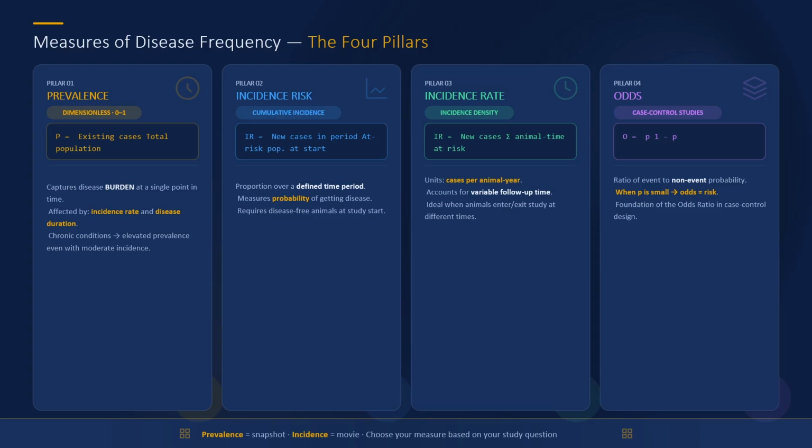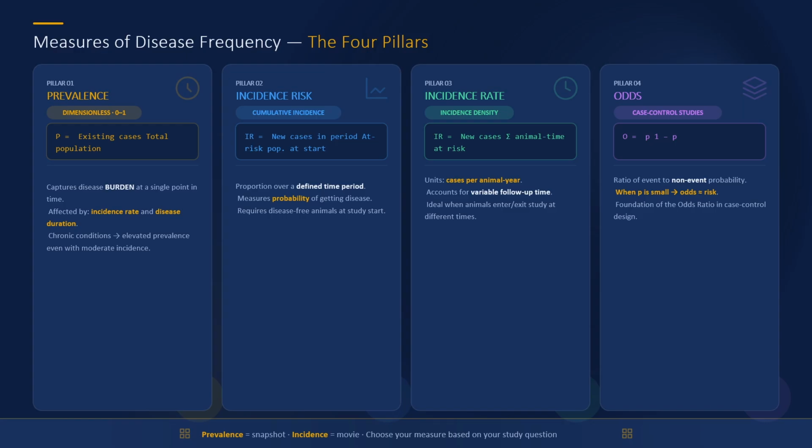Incidence risk, sometimes called cumulative incidence, is new cases over the at-risk population at the start of the period. It's a probability, and it requires that everybody starts out disease-free. Incidence rate, or incidence density, uses animal time in the denominator. Units are cases per animal year. Reach for this whenever animals enter and leave the study at different times.